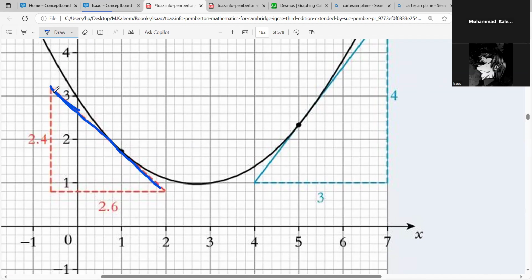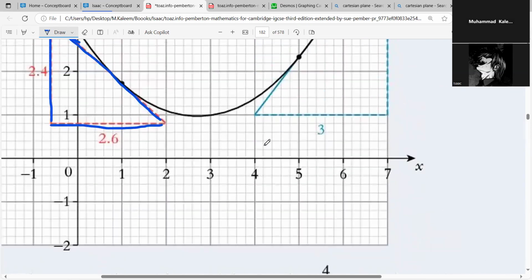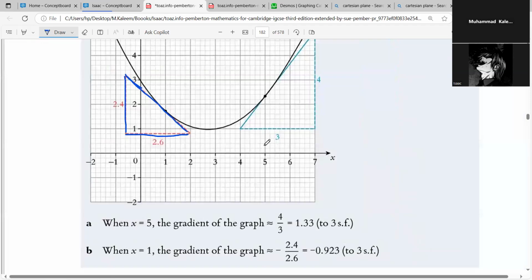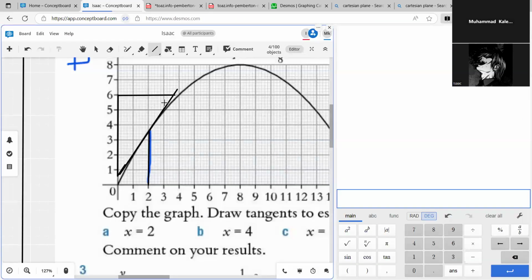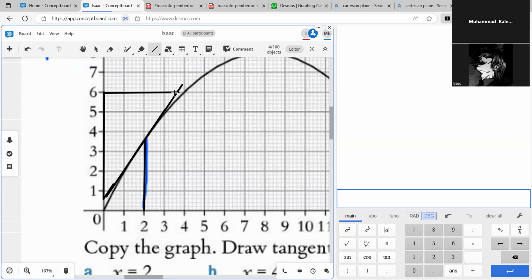To find the gradient of a line, we need to find how much rise over how much run we have: the vertical distance over the horizontal distance between 2 points. The ratio of vertical to horizontal is known as the gradient. Here, the vertical distance is 4, so 4 over 3 is the gradient. For this one, 2 over 4. You can select any points; it's not a necessary condition. If I take this point, what is its vertical distance? Is it possible for you to calculate it?